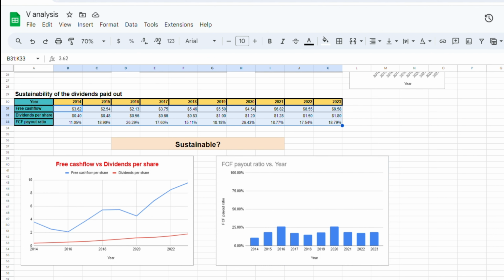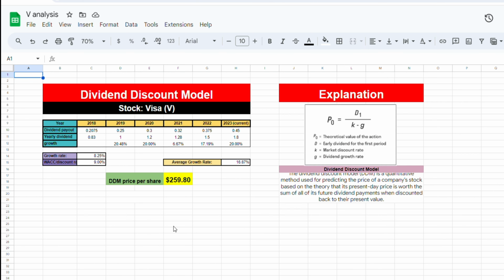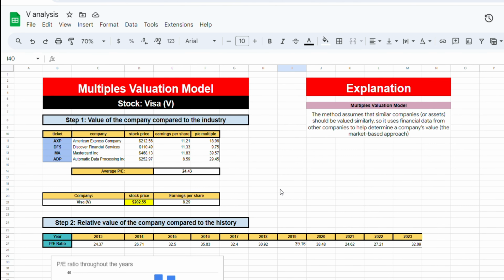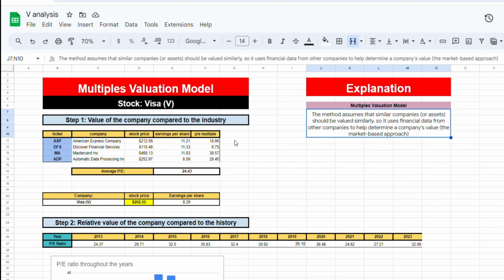Next up is the dividend discount model. This model uses future dividend payments discounted back to its present value in order to determine the value of a company. We plug in the historical dividend payouts, giving us an average growth of 16.87%. Using a discount rate of 9% and a growth rate of 8.25%, which I think will be sustainable for the long-term future, we can calculate the stock price, which will be $259.80.